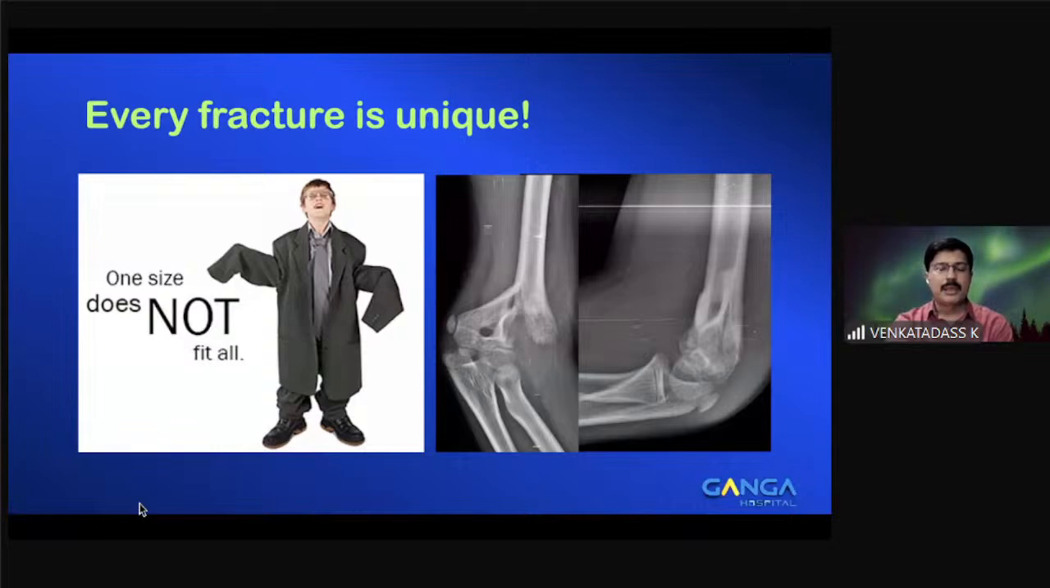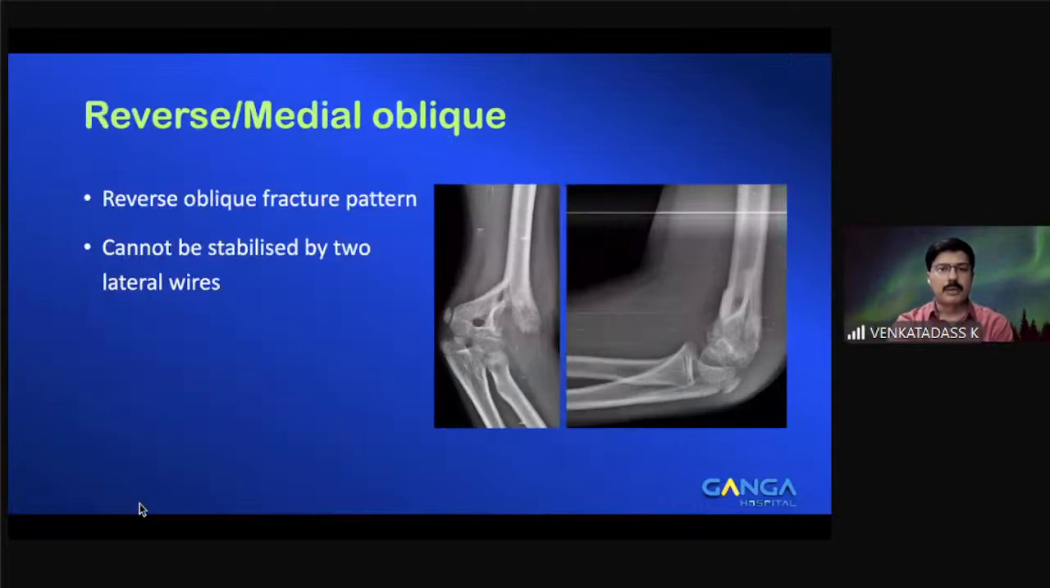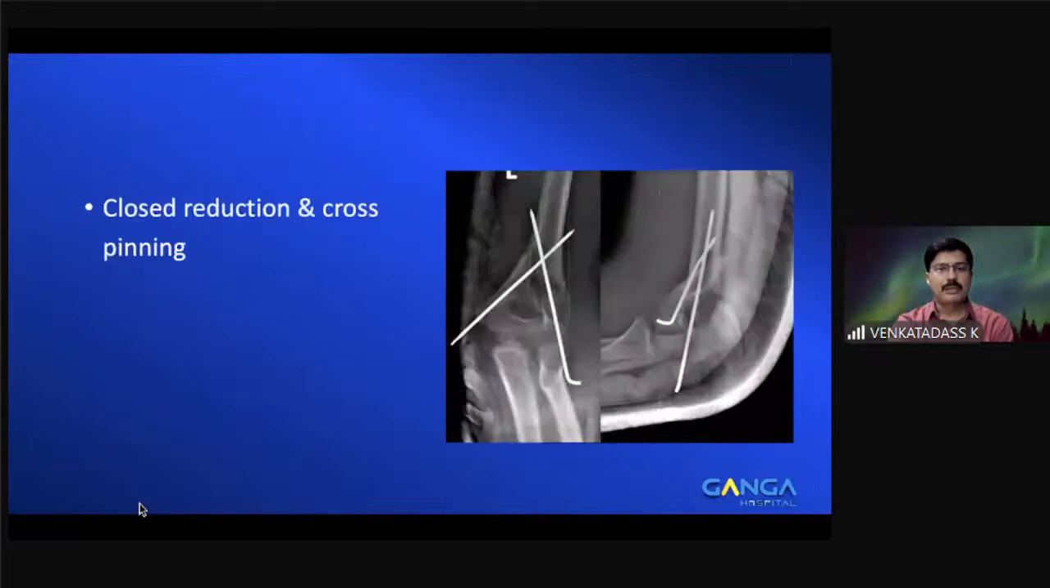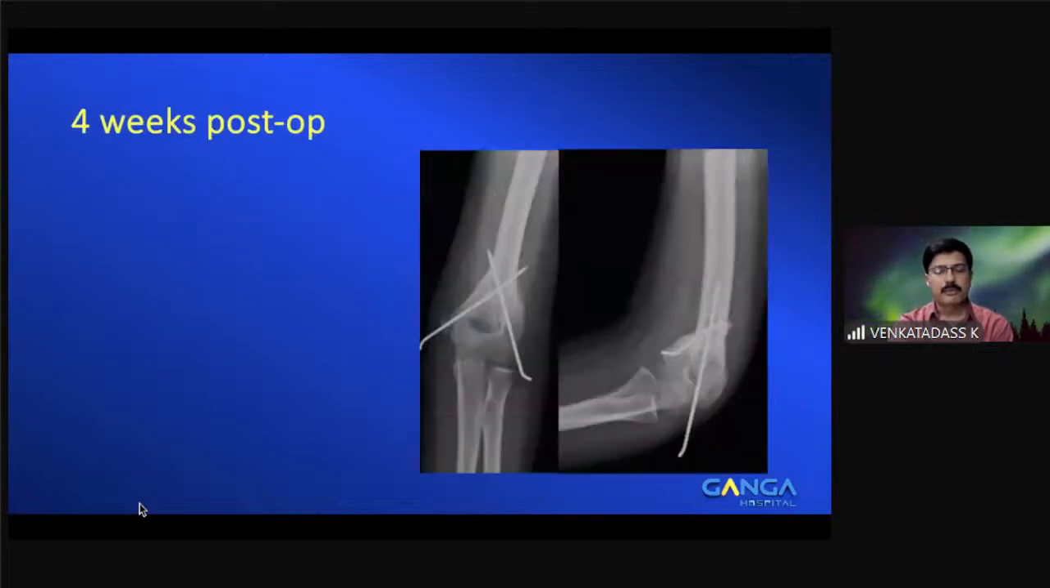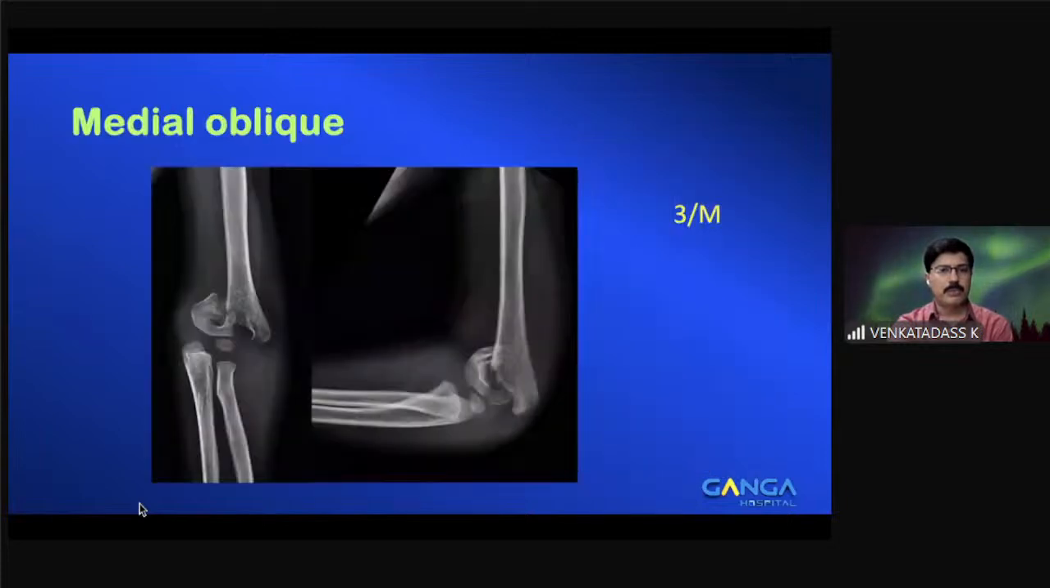So you have to understand that every fracture is unique. The same type of treatment does not suit all fracture patterns. This is an example of a reverse oblique fracture pattern. You can see that the fracture is going high up medially and then coming down lower on the lateral side. This fracture is impossible to stabilize with two lateral wires, and it was fixed with two cross K wires. It was stable rotationally also after just two cross wires. And this is the 4 weeks postoperative X-ray, which went on to heal well.